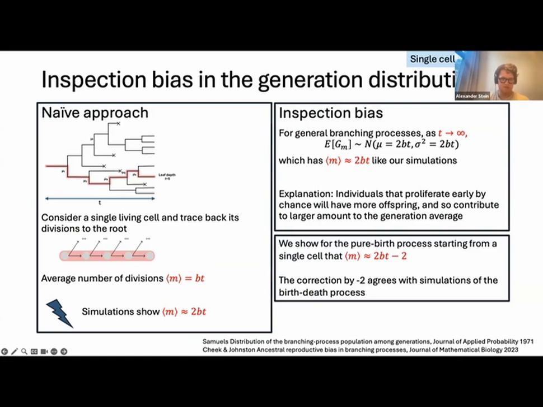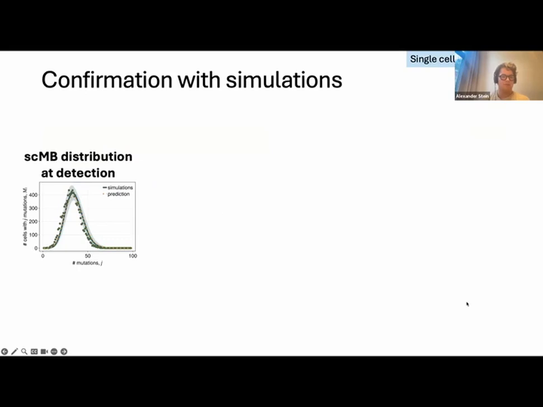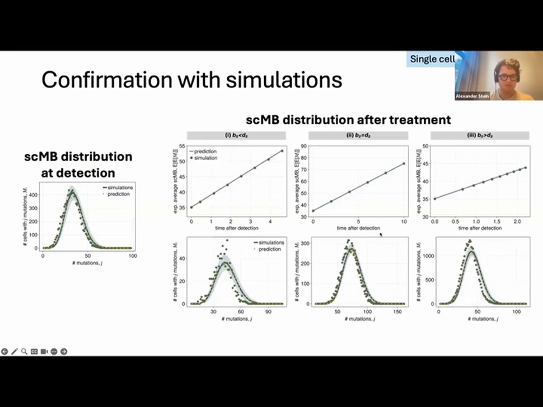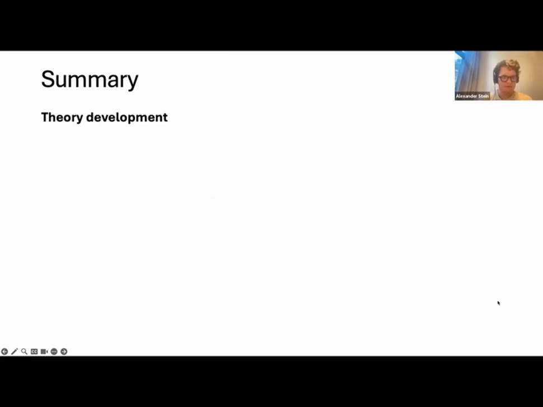I also tried doing some calculations myself, in particular for the pure birth process. These guys usually look at more general branching processes, and I restricted myself to this and also found a small correction of -2. So we have approximately 2BT - 2, which agrees very well with my simulations. Here, this is just the average, which grows in general linearly with time. And these are the full distribution, usually at the end time point. Here, this is a time of detection, and these are the 3 scenarios of treatment. Because I'm running out of time, I'll skip it a little bit.